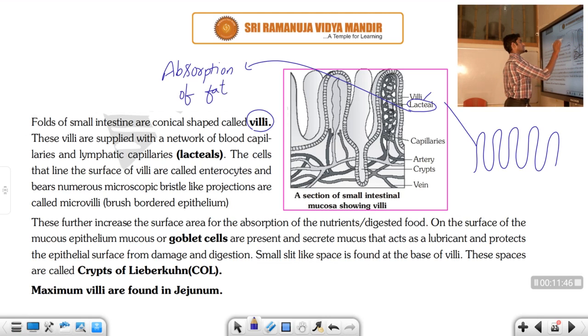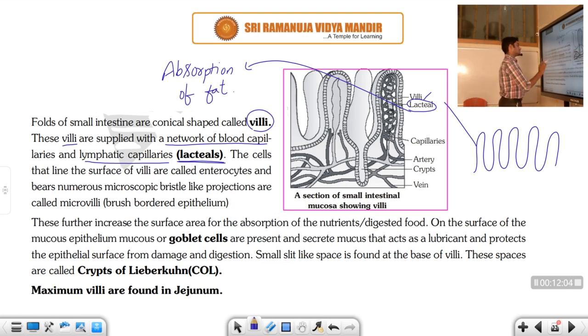Absorption of fat. This is a very important point, student. It is not there in this point, you can mention it here. So here, this villi is supplied with a network of blood capillaries and lymphatic capillaries, for example the lacteal. What can the lacteal do? Lacteal is responsible for absorption of fat.